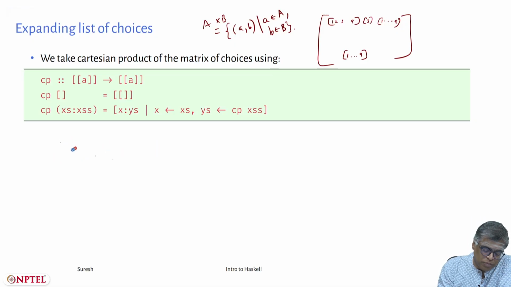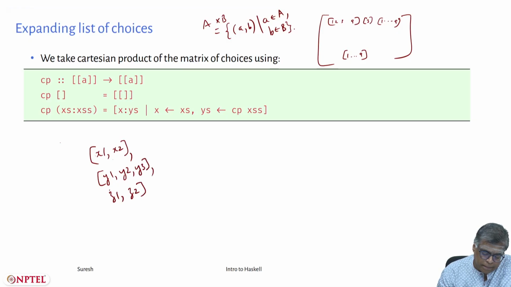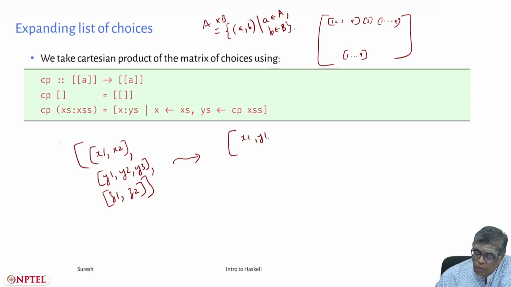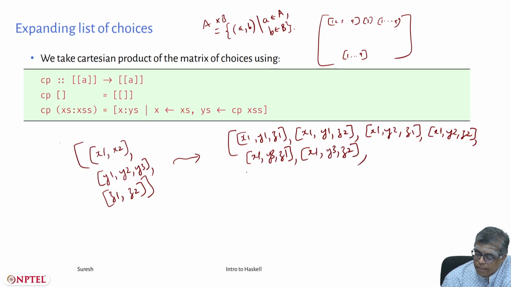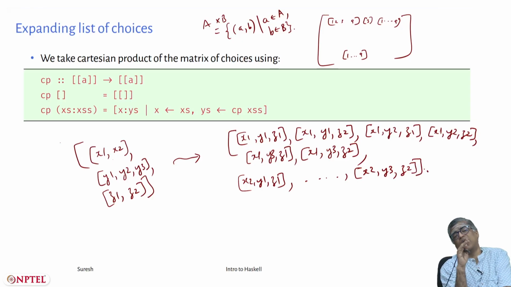So let me show you. If I have x1, x2, y1, y2, y3, as one big list, the Cartesian product should produce for me x1, y1, z1, x1, y1, z2, x1, y2, z1, x1, y2, z2. So I originally have a list consisting of 3 lists.